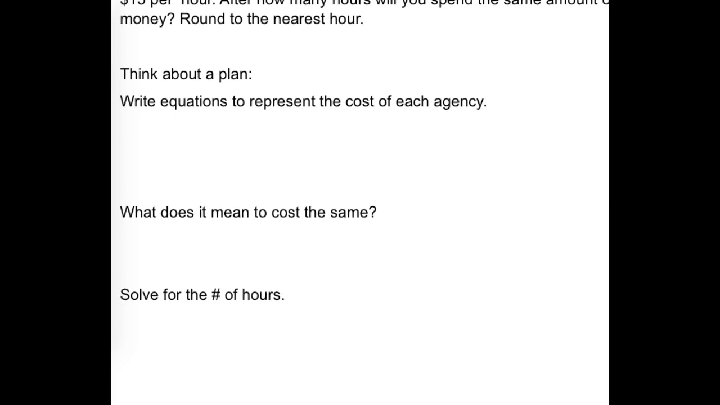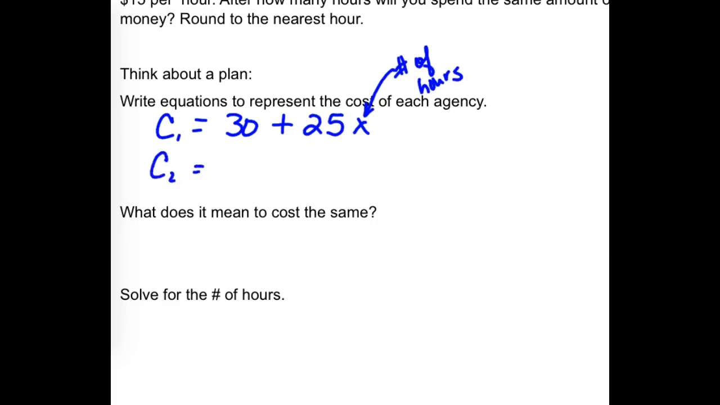Okay, so we need to look at the cost of each option. So the first rental agency, what is my cost? What's my initial fee? $30. Okay, and then I'm going to add to it what? 25 for every hour? Okay, so x is hours. For the second rental agency, my initial cost was $50, but I'm only spending $15 extra each hour?